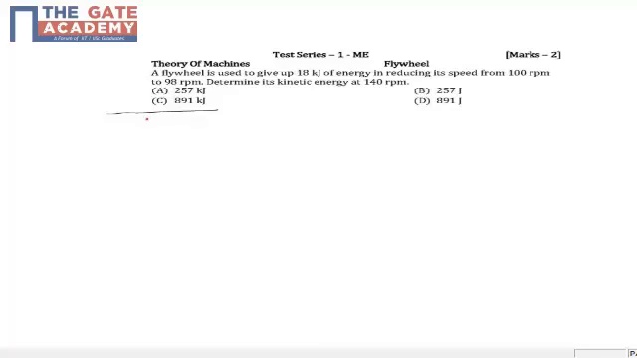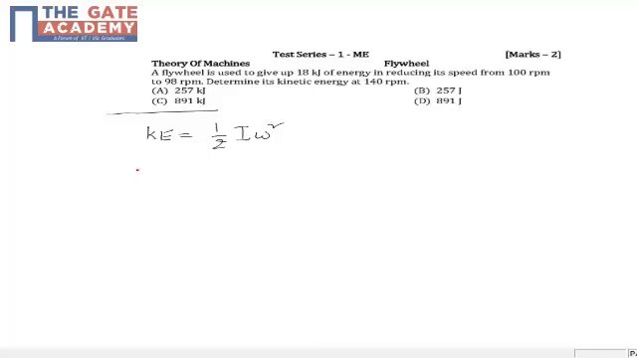Okay, so this is, I think, a simple problem, but the only thing you need to know is that the kinetic energy of a flywheel is given by the formula half I omega square, because it's rotational kinetic energy. It's unlike the translational kinetic energy, which is half mv square. This is rotational kinetic energy, half I omega square. I is your mass moment of inertia.